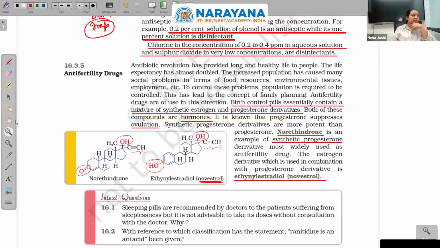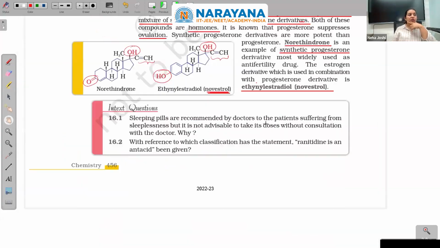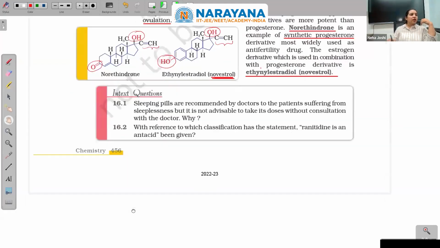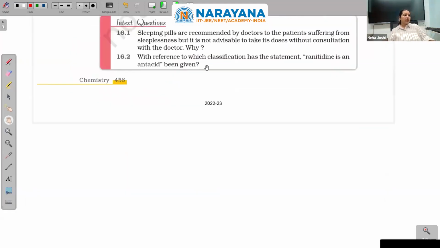Also read these in-text questions. Sleeping pills are recommended by doctors to patients suffering from sleeplessness, but it is not advisable to take its doses without consultation with the doctors, because sleeping pills are neurological medicines and can cause several side effects. With reference to which classification has the statement 'ranitidine is an antacid' been given? I think that we have read that, and you can give the answer from there.